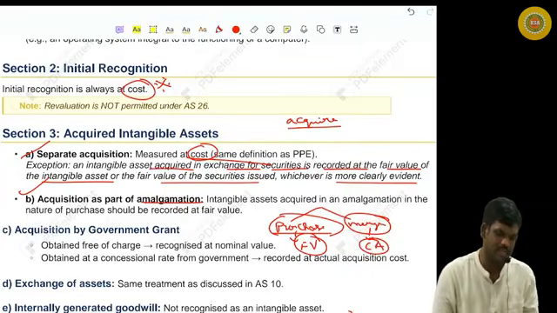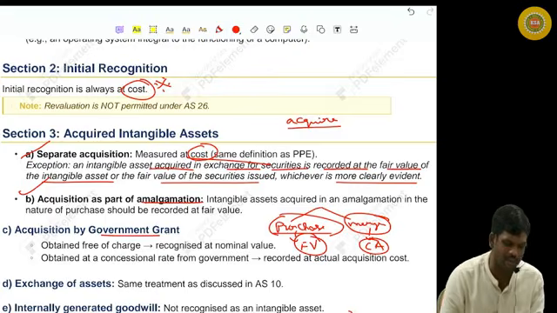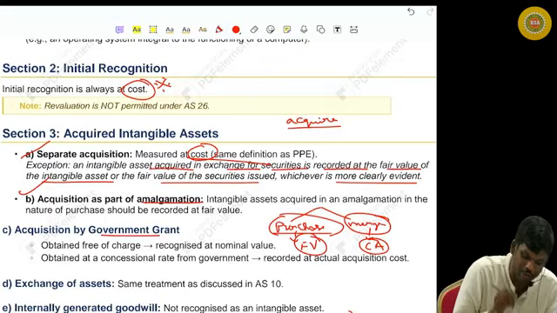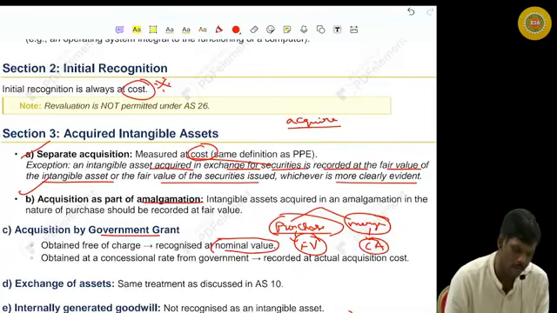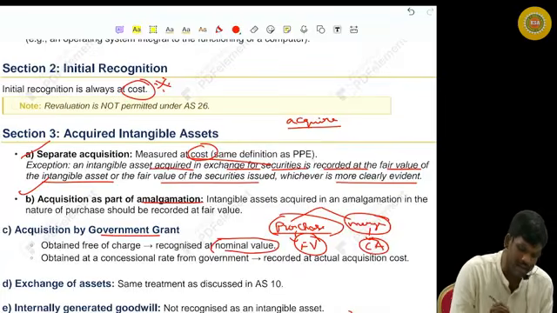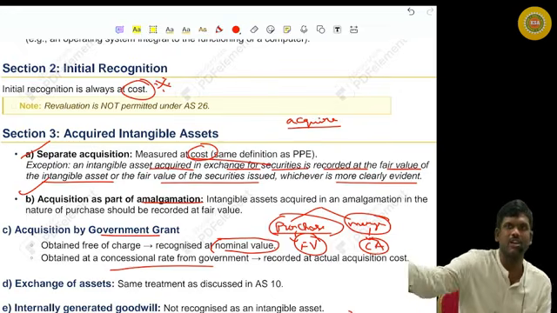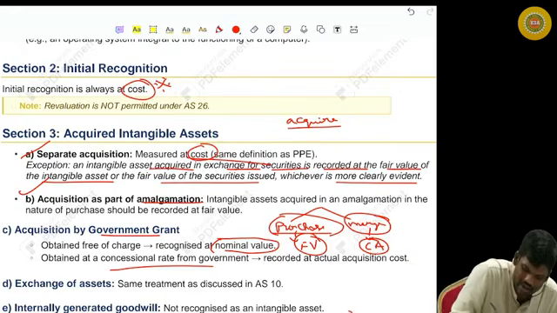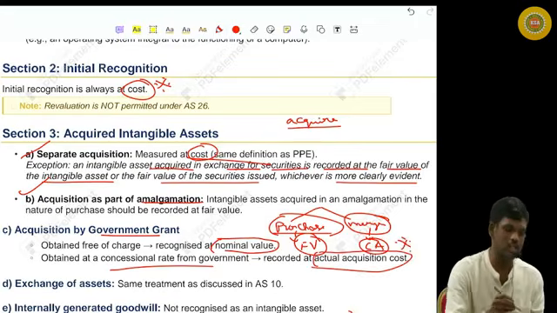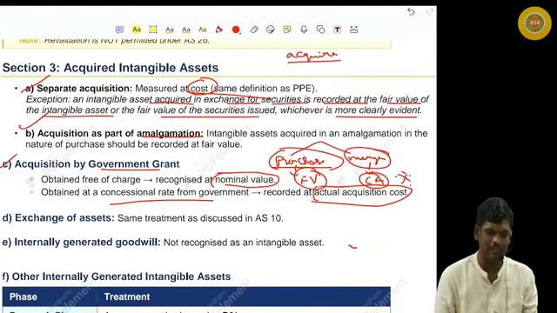Okay, next. Sir, I didn't purchase, sir. I got this intangible asset out of government grant. Government gave it to me free of cost. Then simple, you would have learned this in AS12. It should be recorded at nominal value. Sir, government didn't give it to me for free, but they gave it at a concessional price. If the intangible asset normally costs 1 crore, they gave me at 40 lakhs itself. Then it will be recorded at actual acquisition cost. Okay, so this is how you have to record if you get it as a part of government grant.